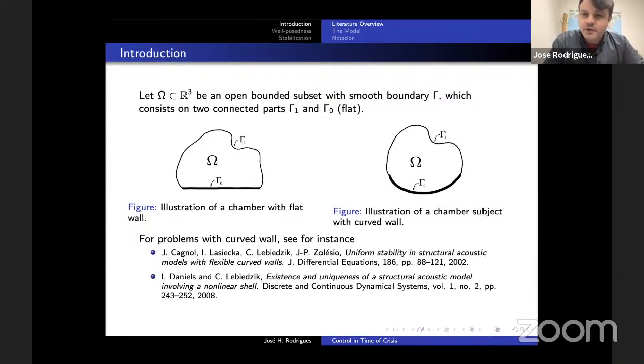For results regarding shells, curved walls, I mention here two of them: the work from Lagnese, Lasiecka, Levine, and Zolésio from 2002, and also Daniels and Lasiecka from 2008.